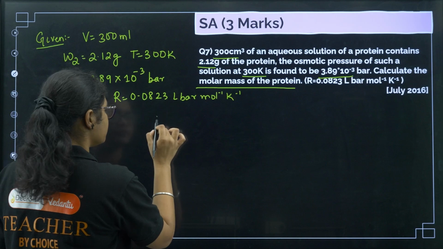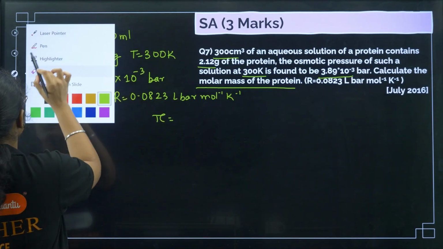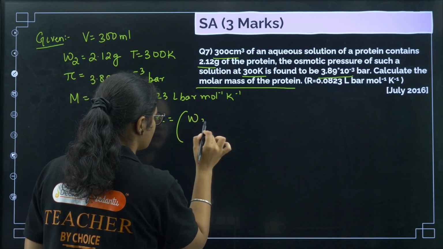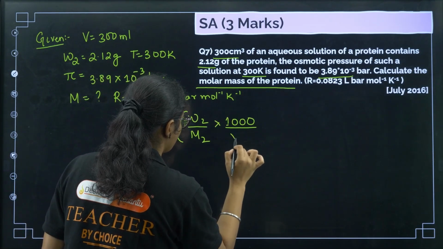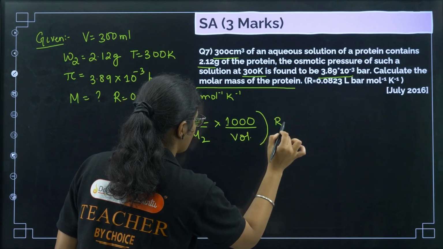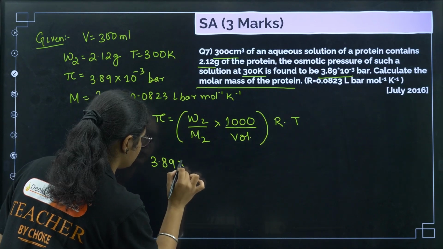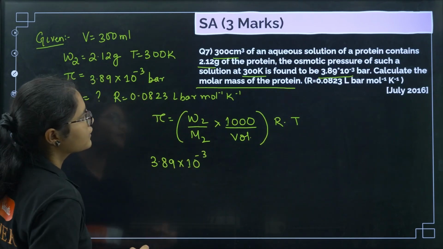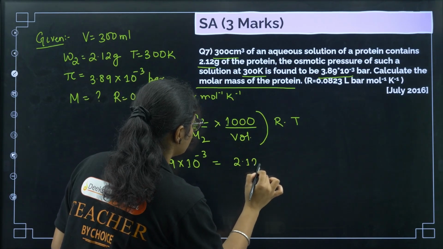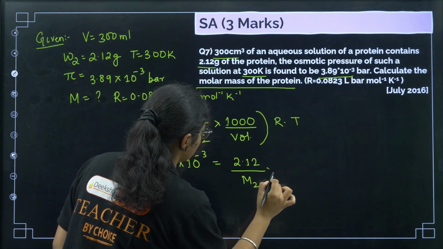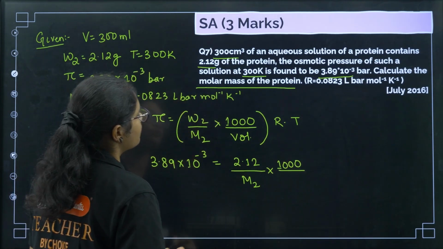Now we'll do the first step, that is substitution. Pi is equal to C into R into T, where C is molarity. So we'll substitute the formula for molarity, W2 by M2 into 1000 by volume, into R into T. Pi value is 3.89 into 10 to the power of minus 3. That is equal to W2, which is 2.12 gram, M2 we need to find, into 1000 by volume. Volume is 300.